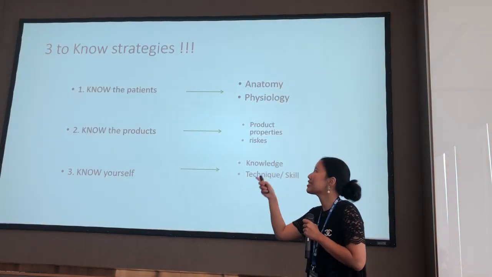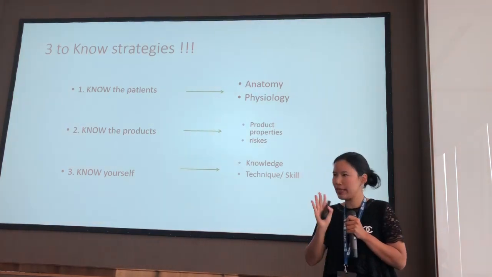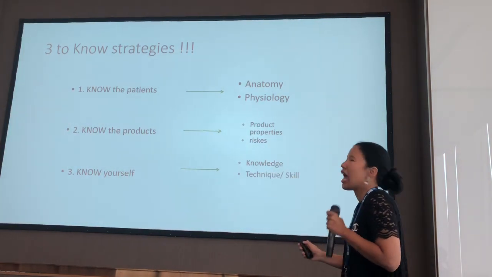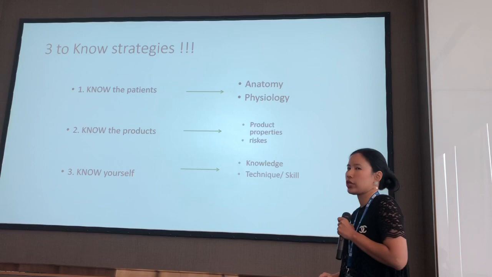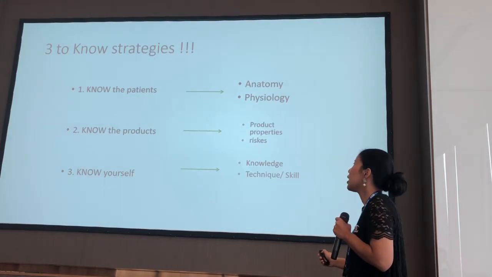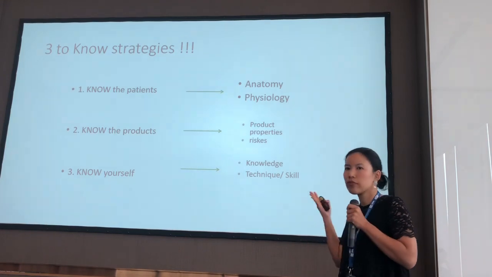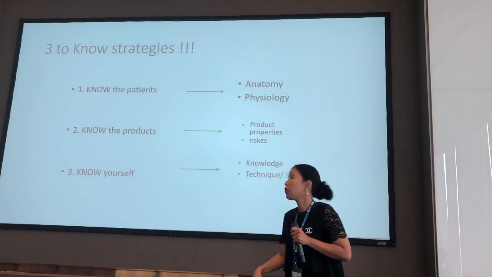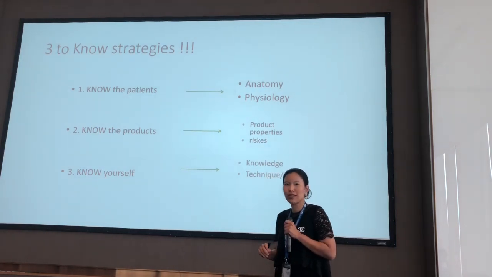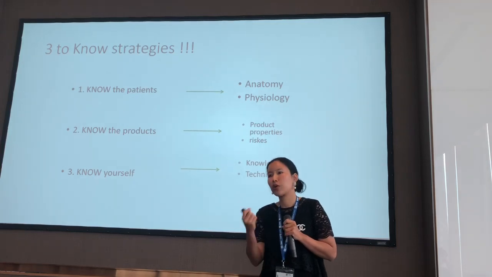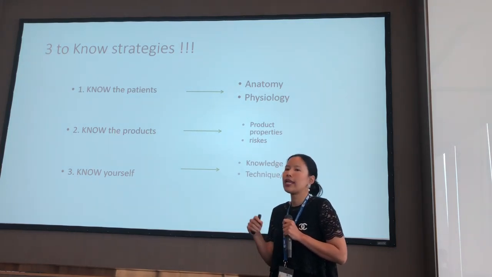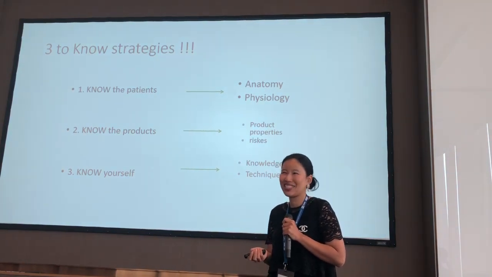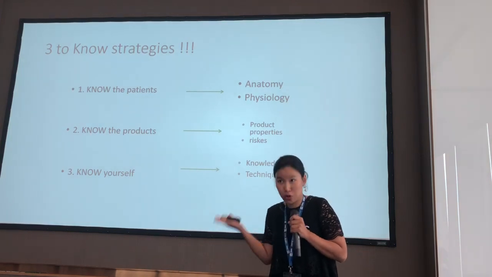And this is a three-to-know strategy that you have to keep in mind in every single procedure. You have to know your patients, know their problem, the anatomy and physiology of them. You have to know the product, the property of the product, the risk, the complication of the product, and how we can correct that. You have to know yourself. You have to know your own knowledge and technical skill. You have to evaluate yourself accurately. Do not do any procedure that is beyond your competency just for money. You understand this, right? Okay, because we are the doctor.